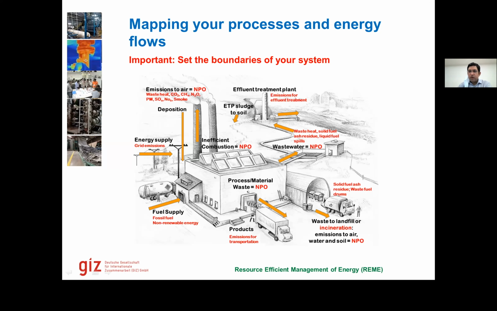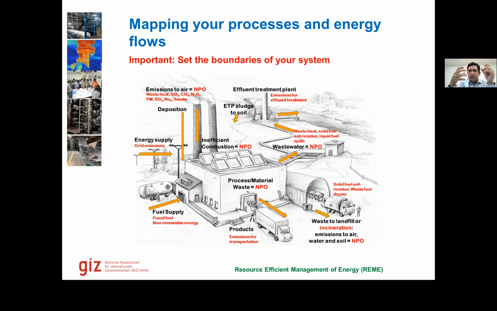Then we have a wastewater flow where we might have waste heat going with the wastewater, if we are not doing a waste heat recovery. The solid fuel ash residues might also be going there, because, for example, we have a boiler where we are burning coal, and then we have a wet scrubber.